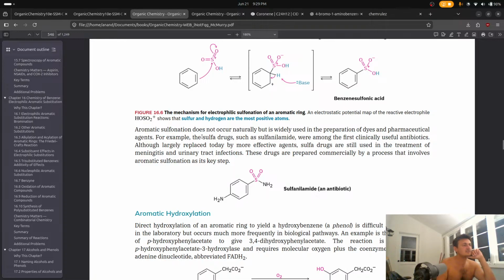For example, the sulfanilamide, were among the first clinically useful antibiotics. Although largely replaced today by more effective agents, sulfa drugs are still used in the treatment of meningitis and urinary tract infections. These drugs are prepared commercially by a process that involves aromatic sulfonation as its key step. Huh.